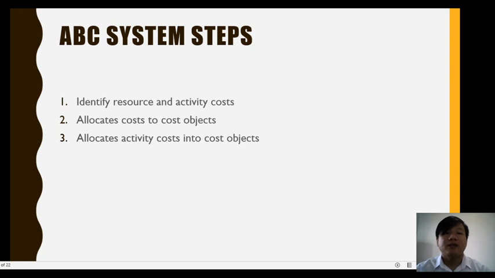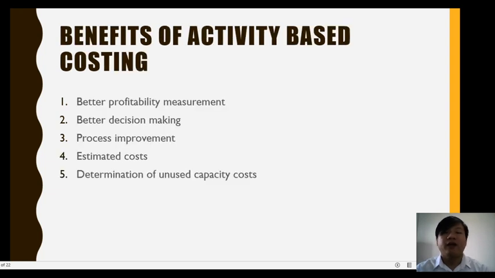ABC system steps. Step 1, identify resource and activity costs. Step 2, allocate cost to cost object. Step 3, allocate activity cost into cost object. Benefits of activity-based costing. First, better profitability measurement. Second, better decision making. Third, process improvement. Fourth, estimate cost. Fifth, determination of unused capacity costs.